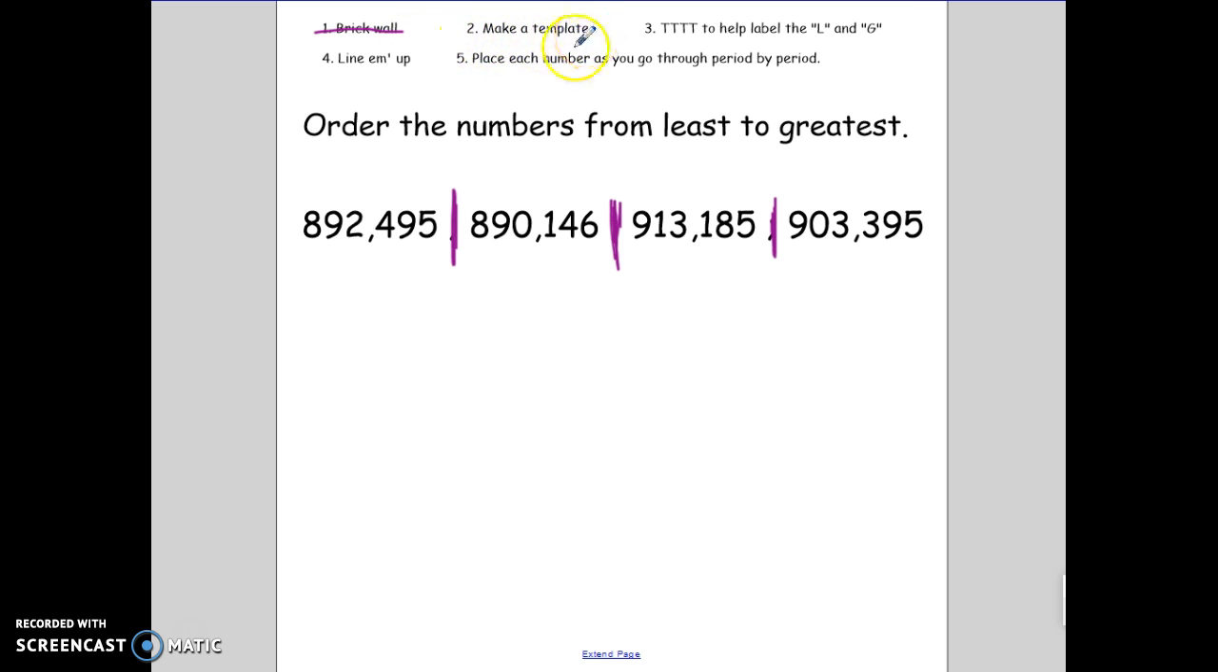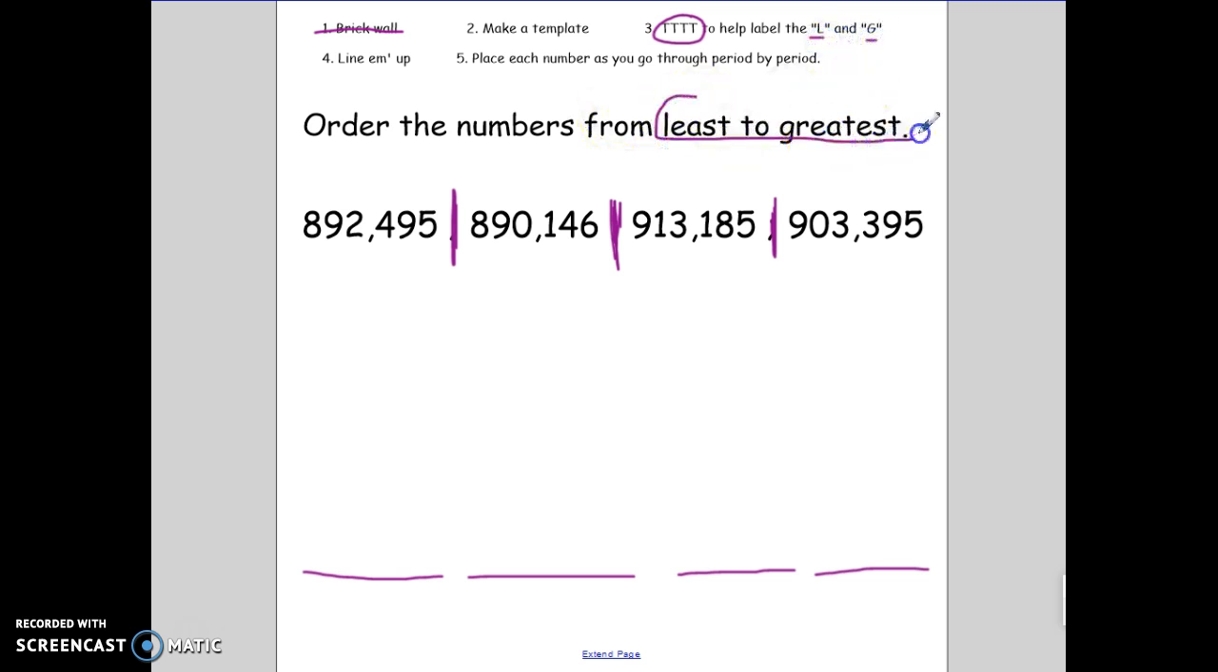I now want to make a template, and to help me do that, I know I'm going to be putting these 4 numbers in order. So I'm going to make a spot here. 1, 2, 3, 4. So I have my 4 numbers there. And I'm going to go ahead and talk to the text so I can figure out is it least to greatest or greatest to least.